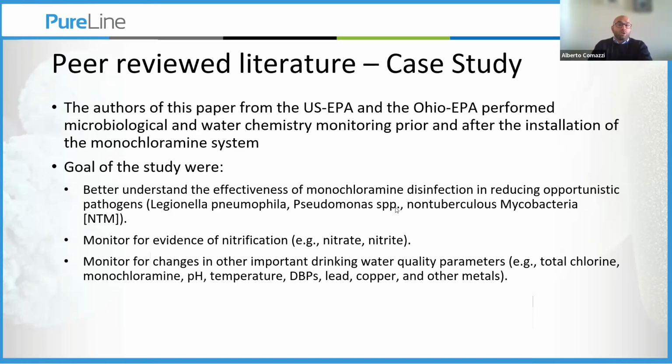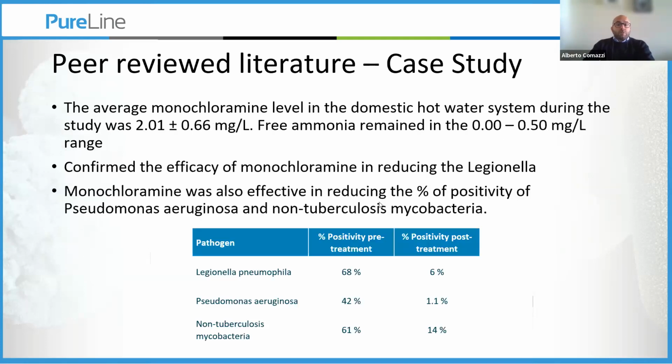In particular, they wanted to monitor nitrification, if there was any increase in disinfection byproducts, pH, lead and copper, and other metals in the water. The results of the study reported that with monochloramine levels between 2 and 2.5, which is the sweet spot for monochloramine, and low free ammonia levels, they actually had great microbiological results.